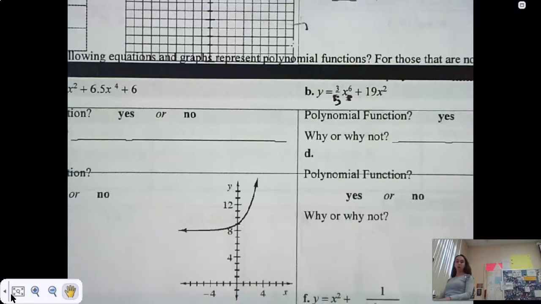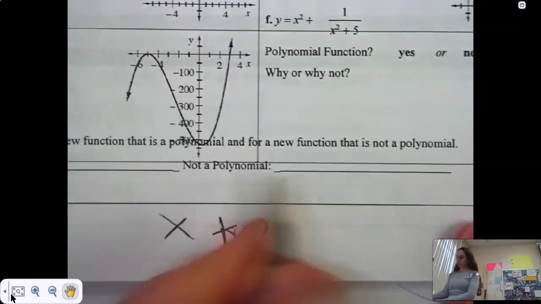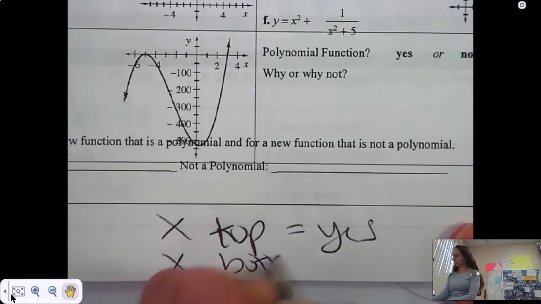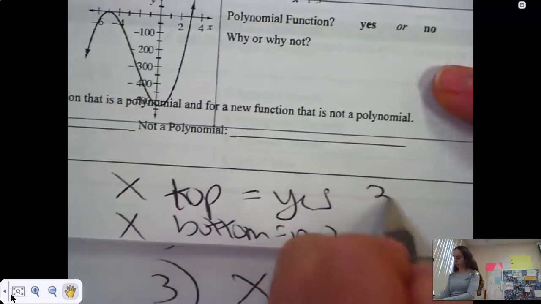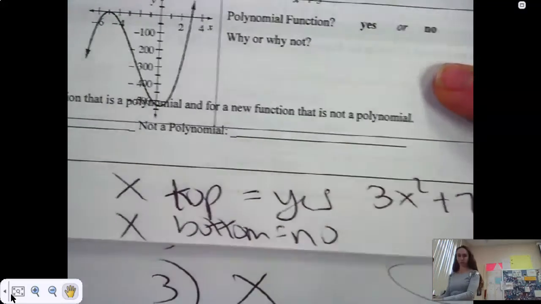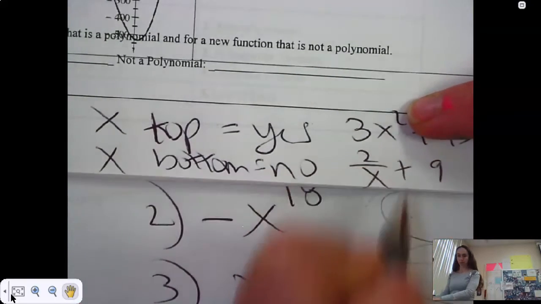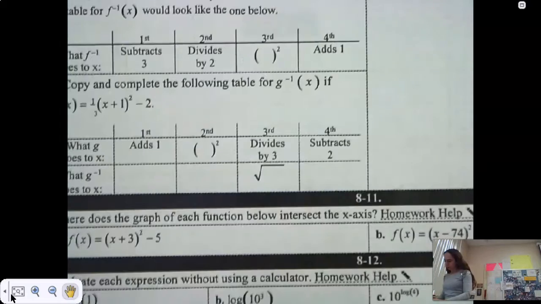A polynomial function is, as long as the x is in the numerator, I'll say the top, it's a function. The answer is yes. If the x is on the bottom, it's no, okay? So examples are 3x squared plus 7x. That's a yes. But if you had 2 over x plus 9, that's a no because the x is on the bottom.